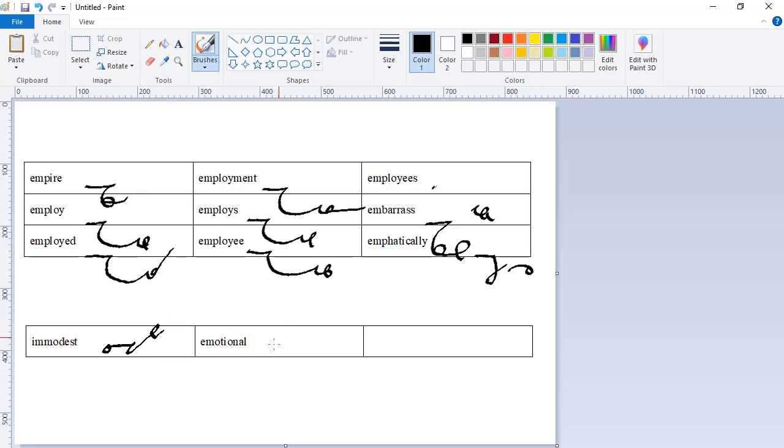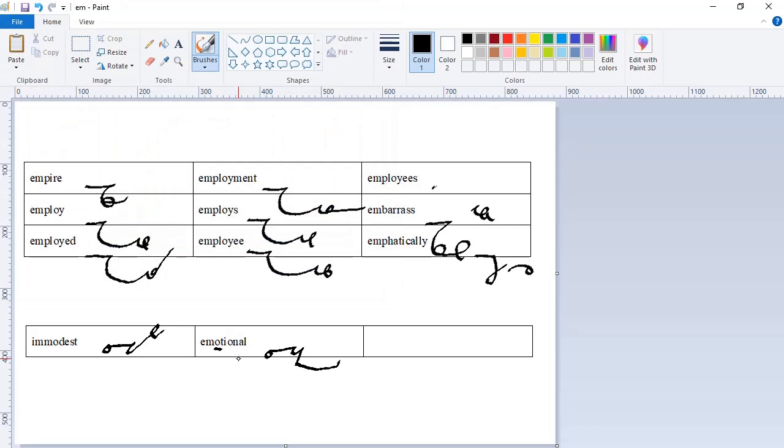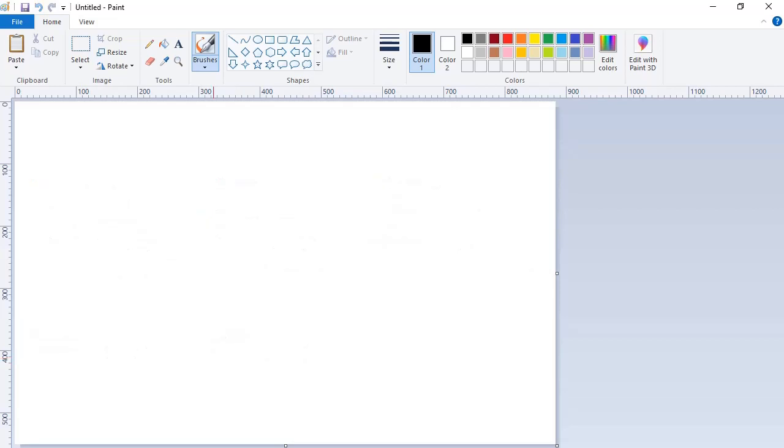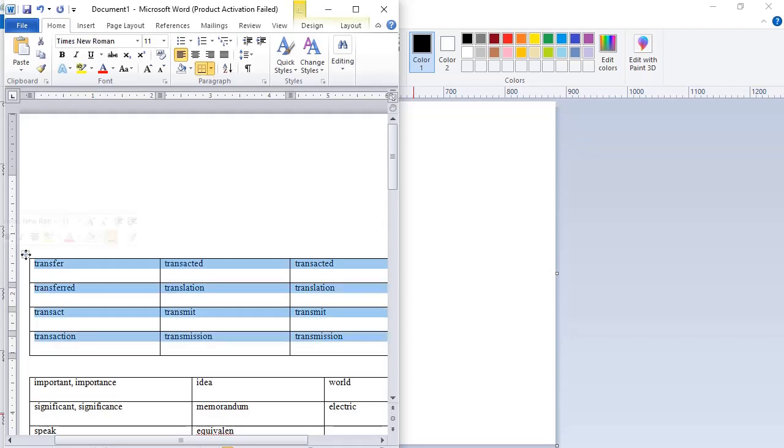Next, emotional. Emotional. Kasi nga, O ulit yung sumunod dun sa letter M. Okay? So, this is im and M. Ito yung mga words natin which have the sound of M and im. Now, let's move on to our next one, which is the trans. Trans naman ngayon. Okay, word beginning trans.